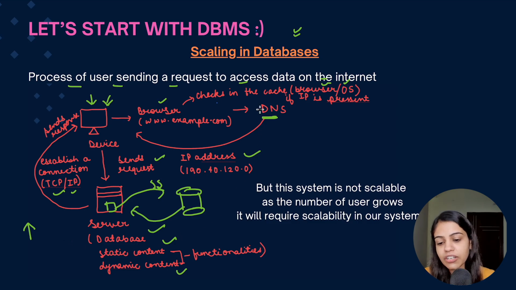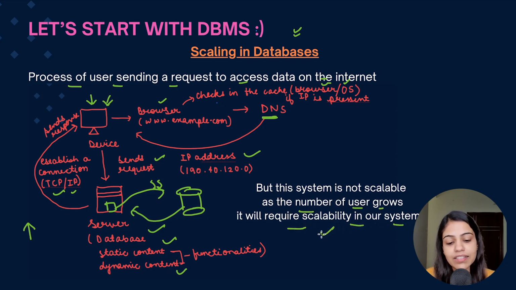Again, if you see this particular architecture, consider if there is any crash which has happened at the server. We won't be able to get the results, right? Because there could be multiple users who are making the request and the server can't handle that much load. So there could be a crash in the server. There could also be a crash in the database. Then again, we won't be able to fetch our details. So this particular system is not scalable, because if there are more number of users who are coming and making requests, we need to accommodate those requests, right? We can't say that the server has crashed or the database has crashed. That is a bad user experience. So this system is not scalable. As the number of users grows, it will require scalability in our systems. So that is why scalability is needed.